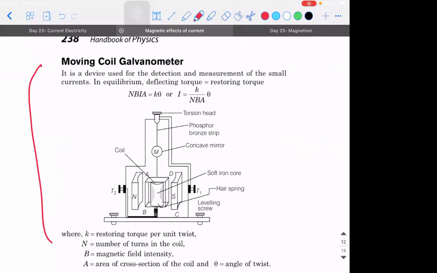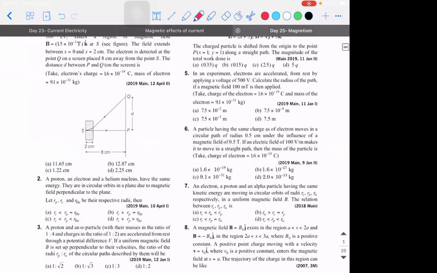Shall I start doing the problems? Let's see.